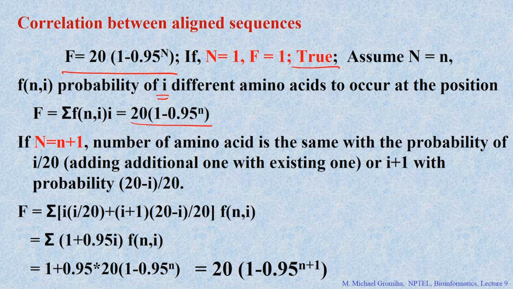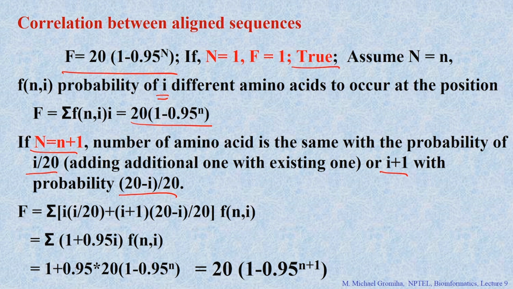Now, if n equal to n plus 1, then you add one more sequence, and there are two possibilities. One is i by 20, adding the same one, or we can take i plus 1 with the probability of 20 minus i by 20, where there are 20 possibilities, not the same one. So I have to subtract, so 20 minus i divided by 20, we have 20 different possibilities. Then if you add this in this equation, f equals i times i by 20, and i plus 1 times 20 minus i by 20 times the function of n, i. If you simplify this equation, you will get 1 plus 0.95 times i with the function of n, i, and this equals 20 times 1 minus 0.95 to the power n plus 1, because we derived these numbers.